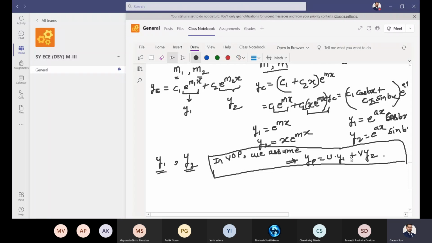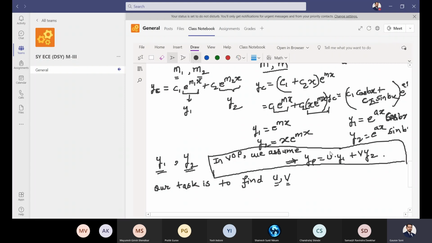So u times y1 plus v times y2. So in variation of parameters, our task is to find u and v. Once you get u and v, we'll put that here, and that is my particular solution. There are defined formulas to find u and v.